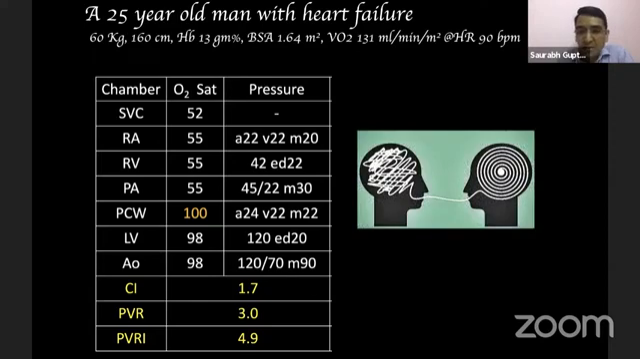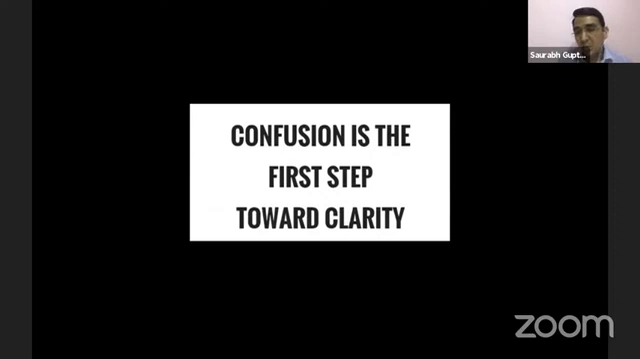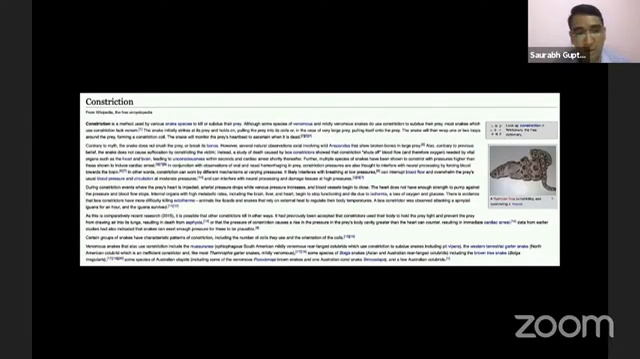So the question is, what are the different characteristics in this hemodynamic data set which tell us which kind of disease we are dealing with? So now the question is, is it constriction or restriction? As I sometimes say, confusion is the first step towards clarity. And if we are confused, it's actually a good sign, because that means that our gray cells are stimulated and we'll be finding something good.